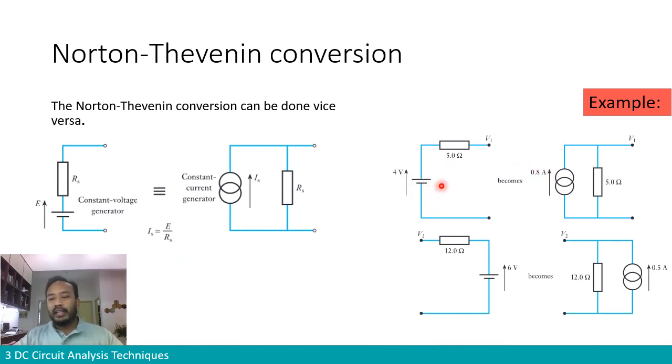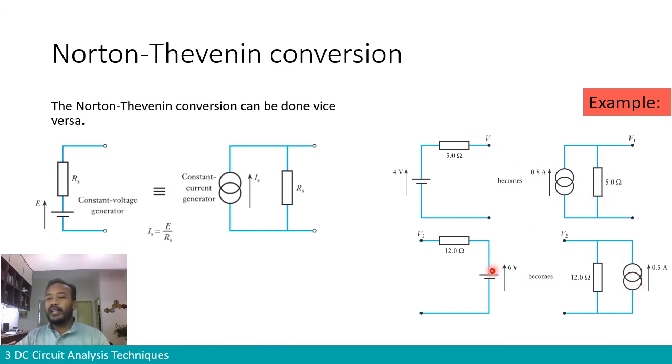So let's have a look at these two examples. Imagine you have a voltage generator, a Thevenin source, with 4 volts and 5 ohm internal resistor. If you want to find the equivalent Norton source or current generator, you find IS is E divided by RS. So E is 4 volts divided by RS of 5. So 4 divided by 5, you get 0.8 amps. So you have 0.8 amps of current source, and the resistance you now put in parallel.